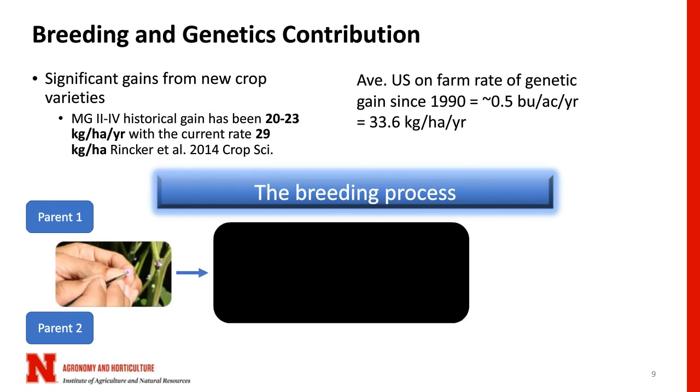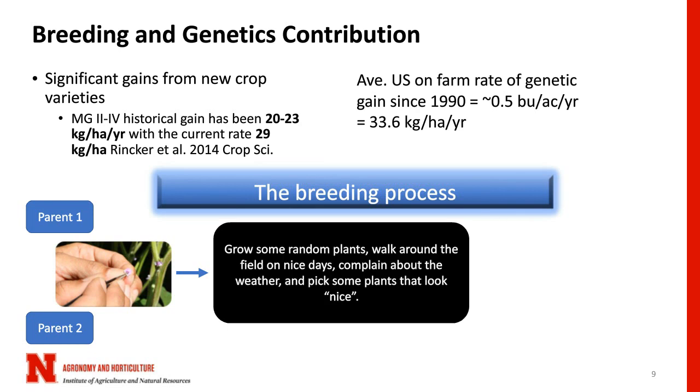And I look at them, and they grow some random plants out in the field, and they walk around in the field on nice days, and I don't know, they complain about the weather, and then they pick some plants that look nice. And once they pick those plants, voila, they've got a new elite cultivar. And then that's it. We don't really need to talk about anything else.